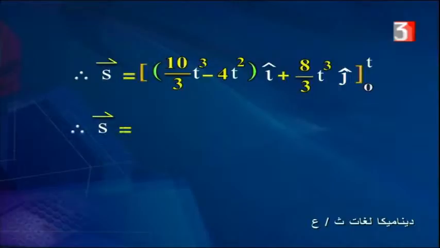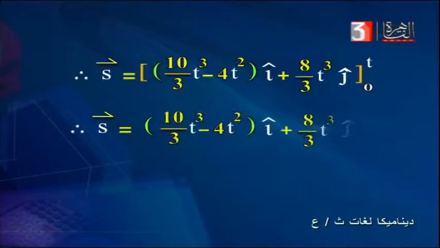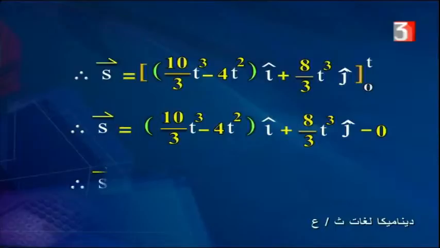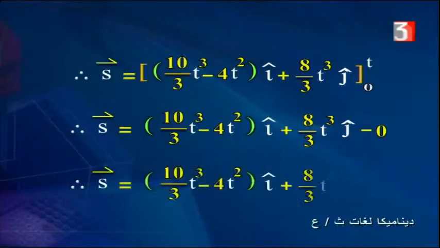Then vector s equals (10 over 3 t power 3 minus 4t power 2) in direction i plus 8 over 3 t power 3 in direction j minus 0. Then the vector s equals (10 over 3 t power 3 minus 4t power 2) in direction i plus 8 over 3 t power 3 j. And we note the velocity v and the displacement s, the relation between them and the time t, or v and s in terms of the time t.